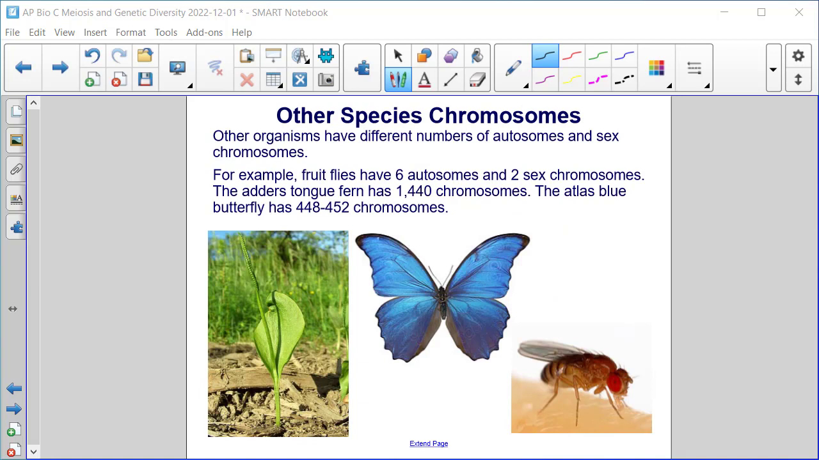Other organisms have different numbers of autosomes and sex chromosomes. For example, fruit flies have 6 autosomes and 2 sex chromosomes. The adder's tongue fern has 1,440 chromosomes. The Atlas blue butterfly has 448 to 452 chromosomes.